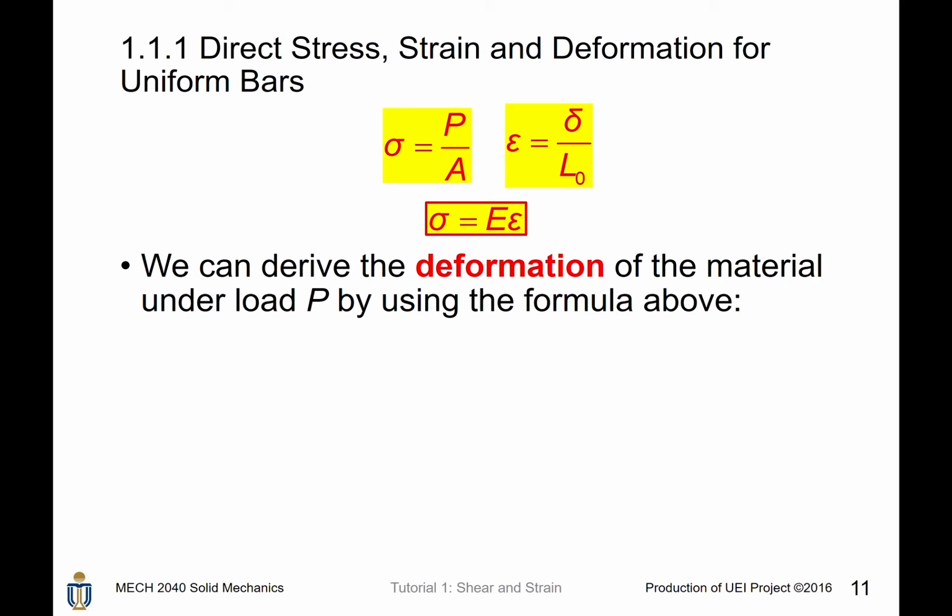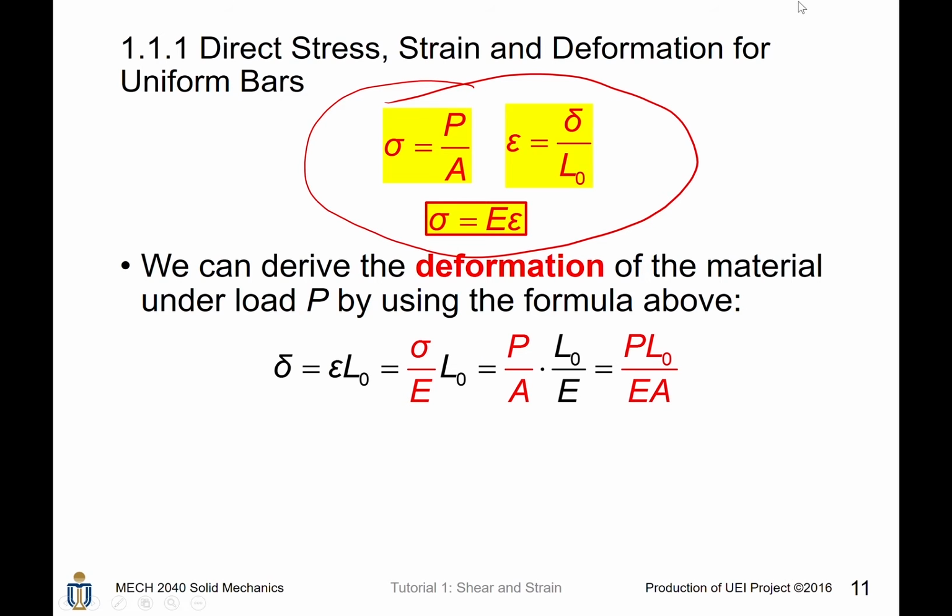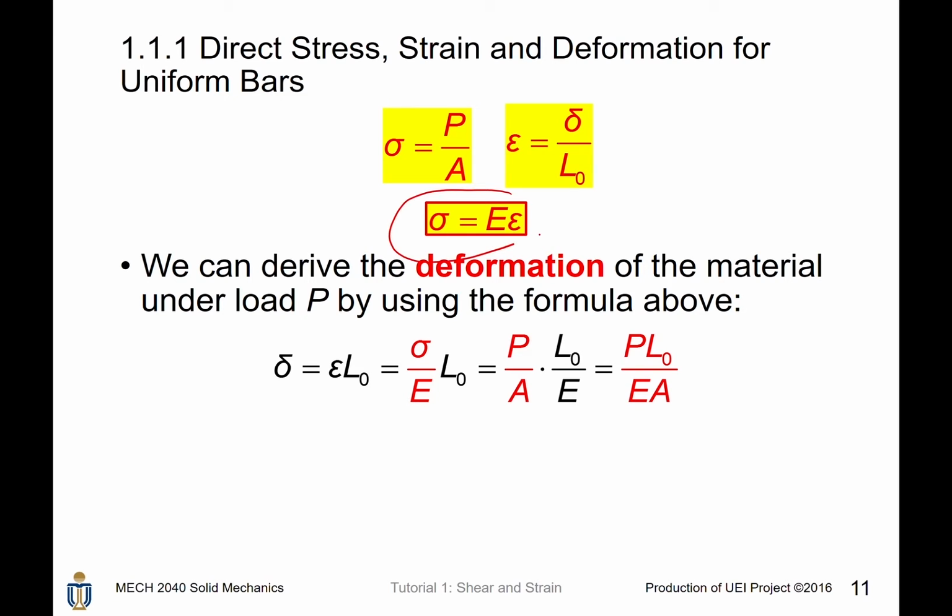And also, by using all those three formulas, we can derive the deformation of the material under load P. So delta, we will rewrite this one to be delta equals to epsilon L naught. And we substitute the Hooke's law and make the epsilon to be the subject. Then it will become sigma divided by E times L naught. And at the same time, we keep those two here, okay? And we write sigma equals to P divided by A here. And eventually, you can have this formula. So it is the deformation of a linearly elastic material.